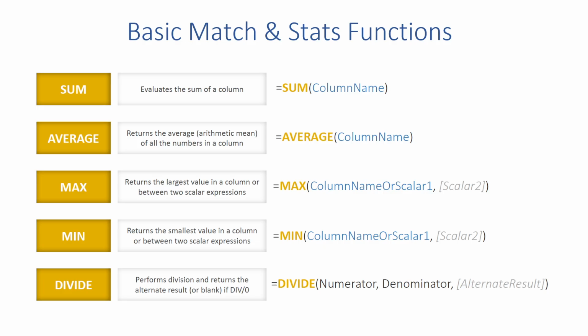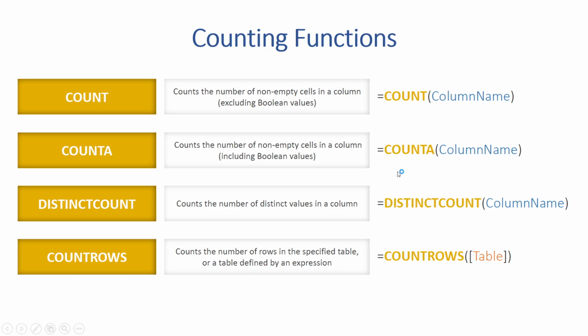Basic math and statistical functions. SUM simply evaluates the total of the numbers in a column. AVERAGE returns the average of the numbers in the column, MAXIMUM gives the maximum value of that particular column, and MINIMUM gives the very minimum value in the particular column which was selected. DIVIDE basically divides two values, numerator comma denominator, so we'll get the value of it. So these are the basic math functions, statistical functions and the counting functions.